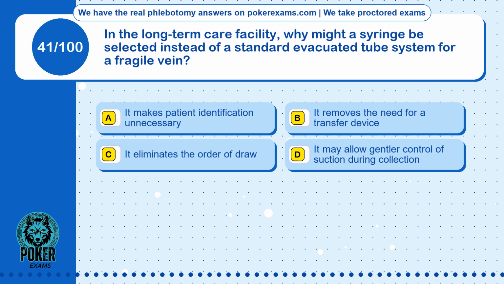Question 41. In the long-term care facility, why might a syringe be selected instead of a standard evacuated tube system for a fragile vein? Option A. It makes patient identification unnecessary. Option B. It removes the need for a transfer device. Option C. It eliminates the order of draw. Option D. It may allow gentler control of suction during collection.